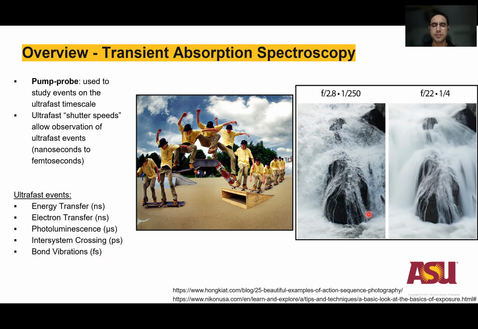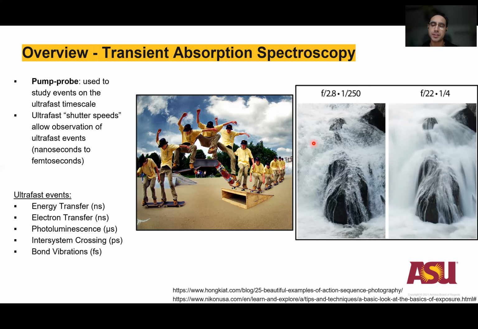On this slide, I've included two images. The image on the right is an image that I acquired from the Nikon website, where they're talking about exposure. As you can see here, there are two pictures of the same scene, some water crashing down on some rocks. On the image on the left, we have a shutter speed of 1/250th of a second, versus on the right, we have an image with a shutter speed of 1/4 of a second.